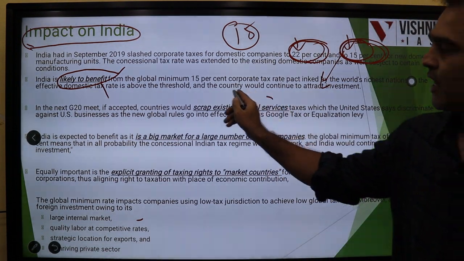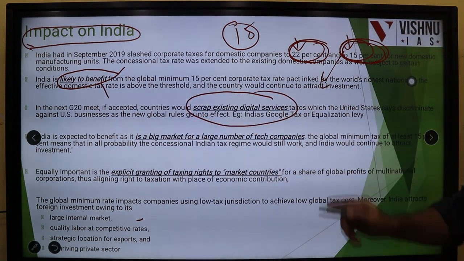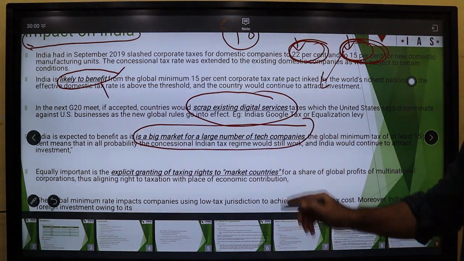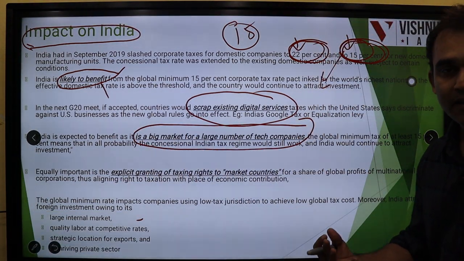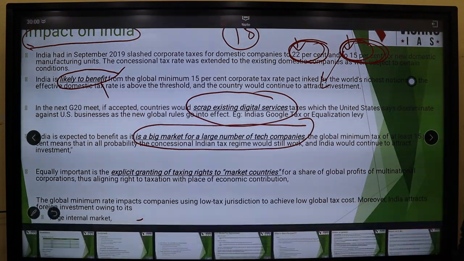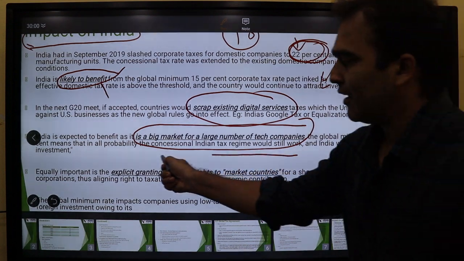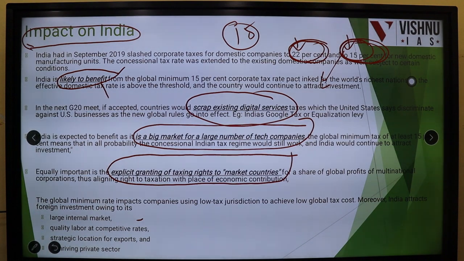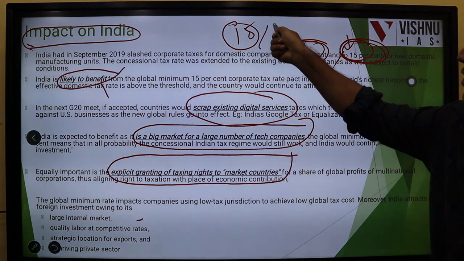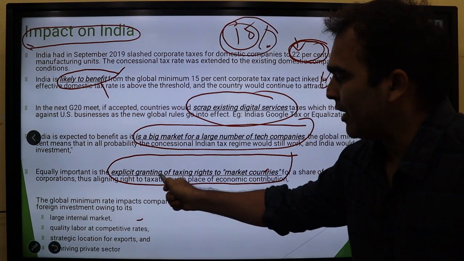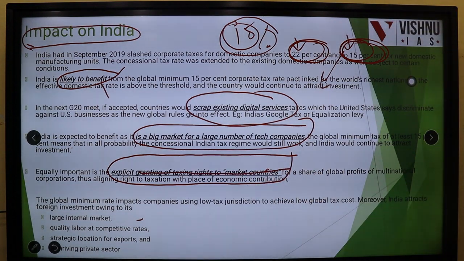But one negative impact, India has to scrap the existing digital services tax. India is a very big market of large number of tech companies, so they can't ignore India's market and concerns right now. Then explicit granting of taxing rights to market countries. Meaning now India can tax. Minimum is 15%. Above it, it's up to you what you want to charge. So now you have the granting of taxing rights to market countries.